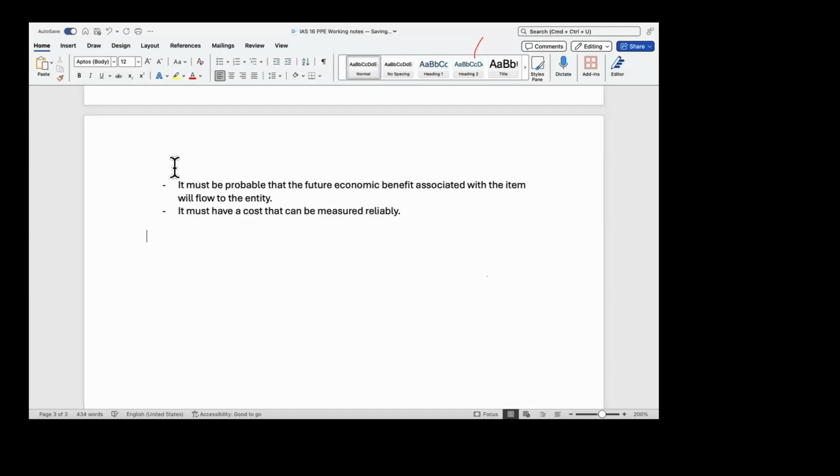So the key thing, the meaning of this recognition criteria in the context of subsequent cost, is that the cost must be capable of improving the productive capacity of the asset or the useful life of the asset. If you can do this, then of course you should capitalize such cost.